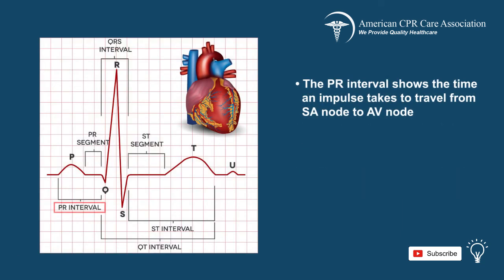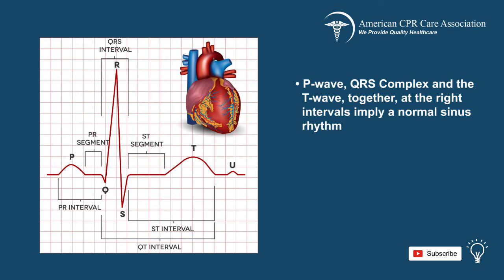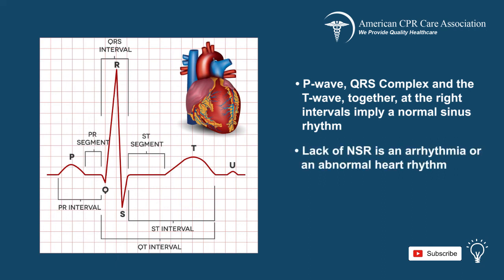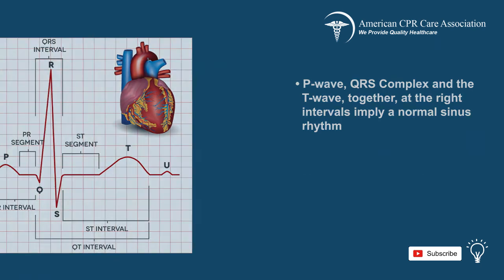The PR interval shows the time the impulse takes to travel from SA node to AV node. It is a good measure of any cardiac problems related to the AV node function. P wave, QRS complex, and the T wave together at the right intervals imply a normal sinus rhythm. The lack of normal sinus rhythm is an arrhythmia, or an abnormal heart rhythm.